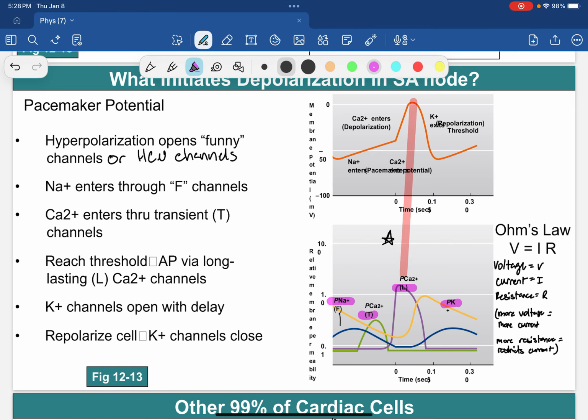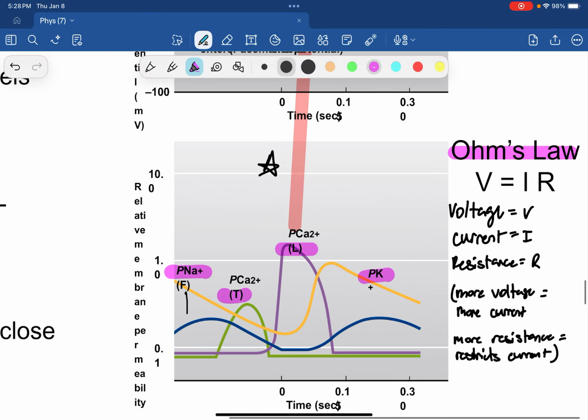All right, and then over here we have Ohm's law. So this is a law that allows the voltage to be related to the current and the resistance. And what this says is that the voltage is proportional to the current, which is I, and the resistance, which is R. However, current and resistance are inverse of each other. So I wrote it out here.